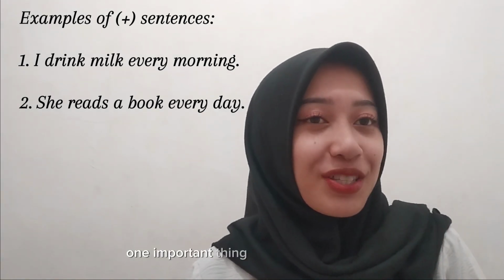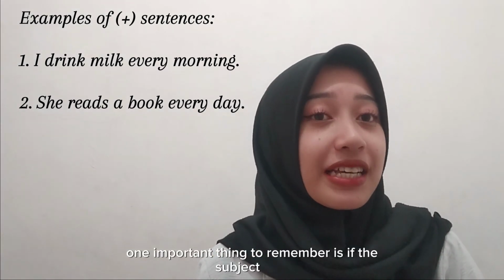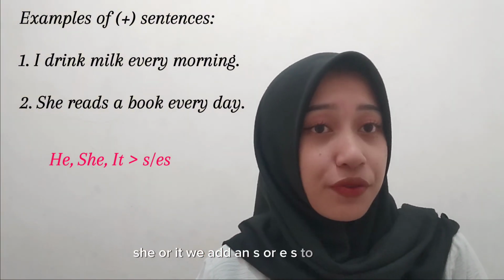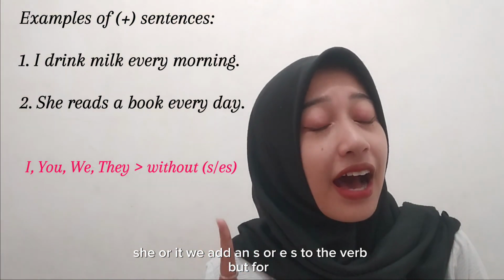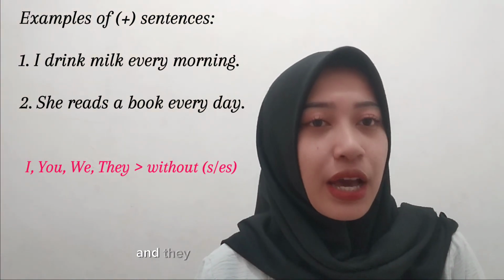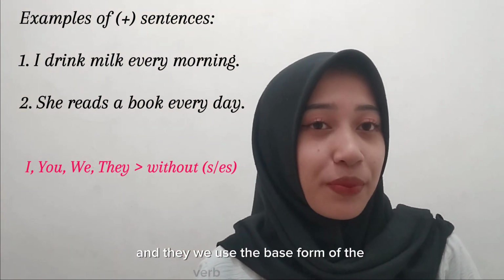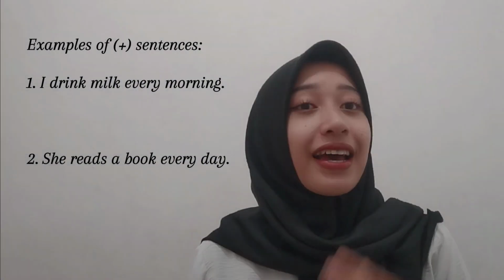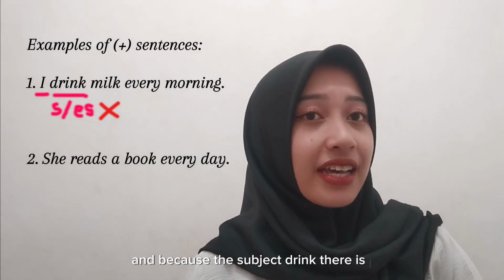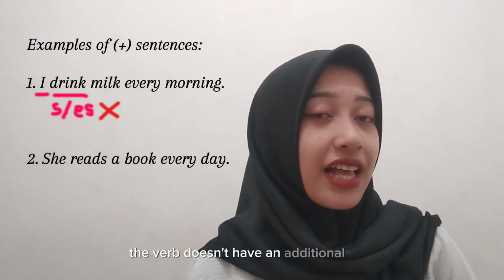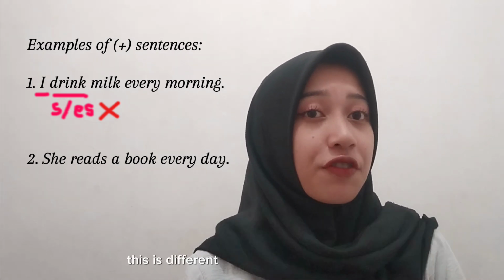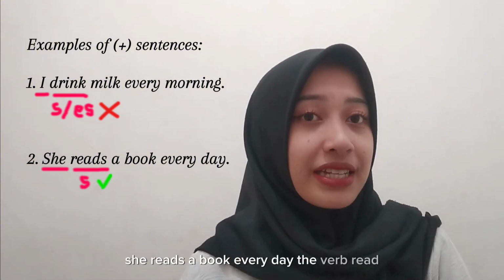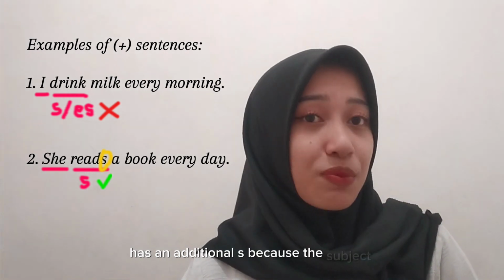One important thing to remember is, if the subject is he, she, or it, we add an s or es to the verb. But for I, you, we, and they, we use the base form of the verb, without s or es. Because the subject of drink there is I, the verb doesn't have an additional s or es. This is different from the second example, she reads a book every day. The verb read has an additional s because the subject is she.